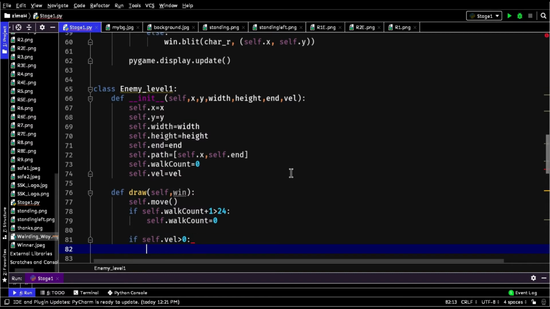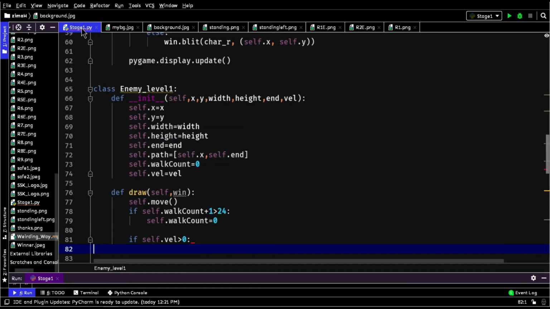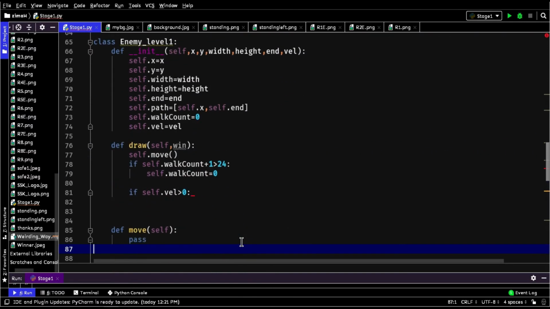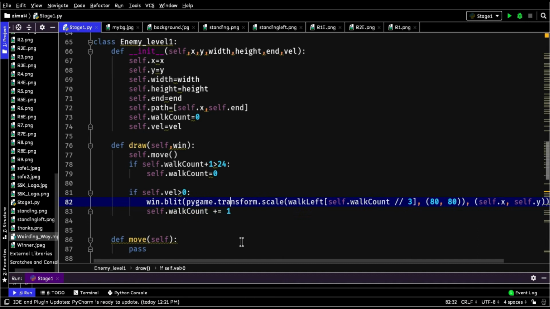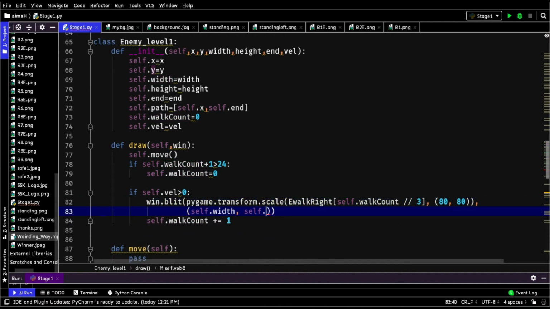If velocity is positive, it means the enemy is moving right. Else, if the enemy is moving left, then the velocity is negative. So we will blit the enemy walk right images in the if condition and the enemy walk left images in the else condition, incrementing self.walk count respectively.